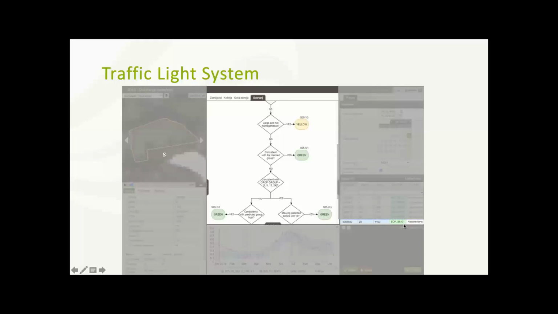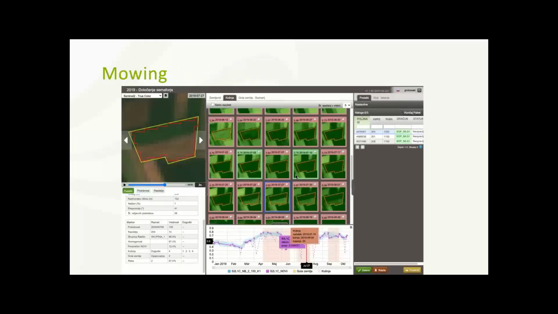It says here scenario 5, green 1, which means that the parcel went through all the steps here. It was not identified as non-homogeneous. It was identified as consistent with the claimed crop group, and then it's confirmed as green in this case, right? You get this again at one glance, and then now you know what you need to focus on, what you want to check. So here are some examples of how different types of activities look.